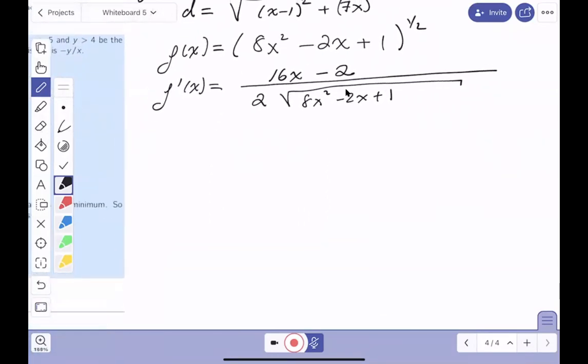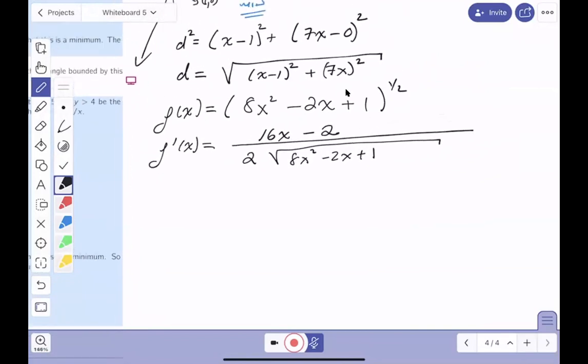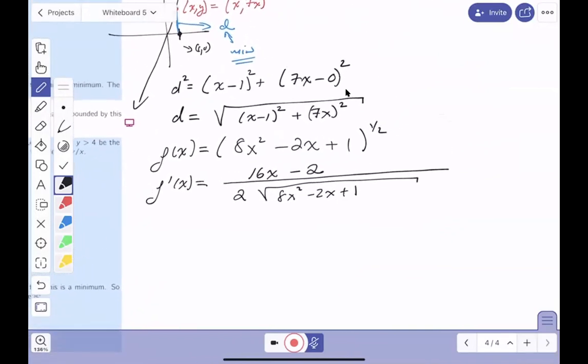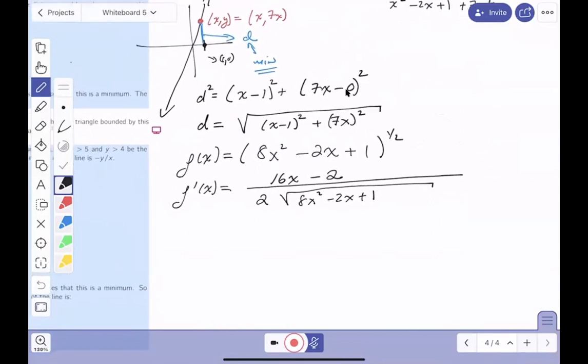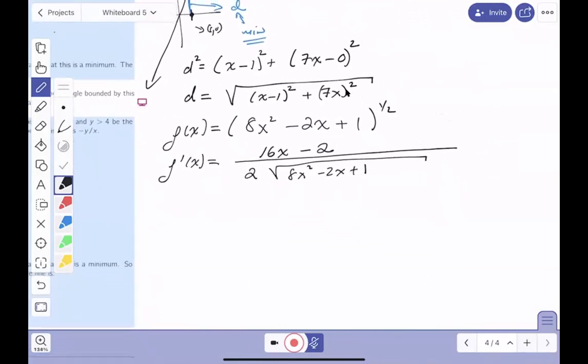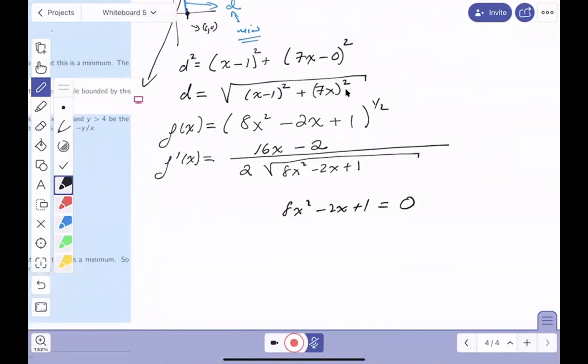So, I'm looking at it and x could be any number in the universe. Certainly looking at it, I know it's not any number in the universe. It's got to be pretty close to 1, 0, right? So looking at the critical numbers here, what do I need to look at? I need to look at the 8x squared minus 2x plus 1. And I got to worry about, is that ever equal to 0?